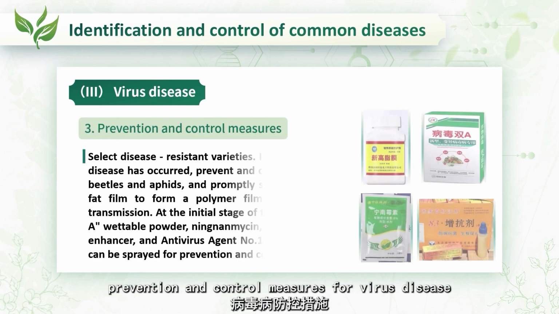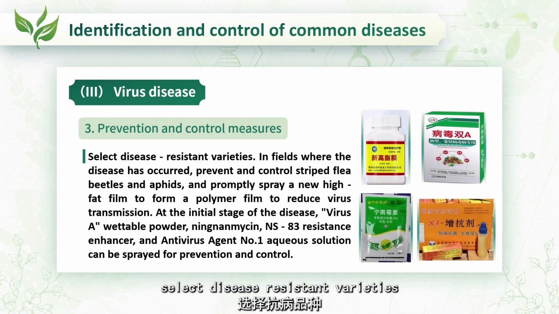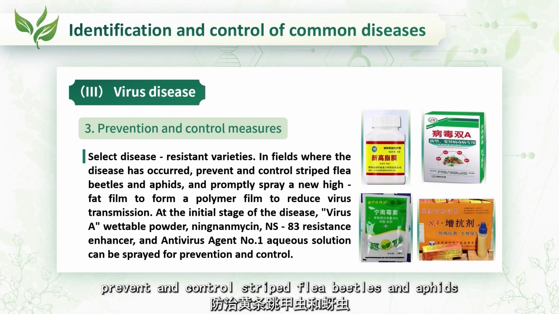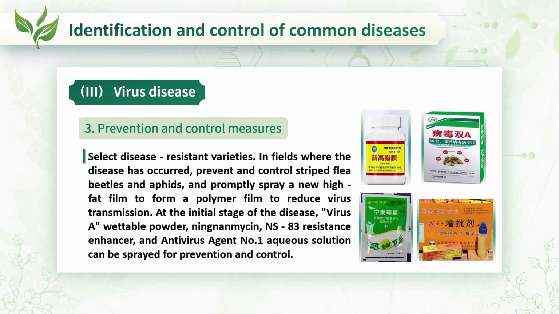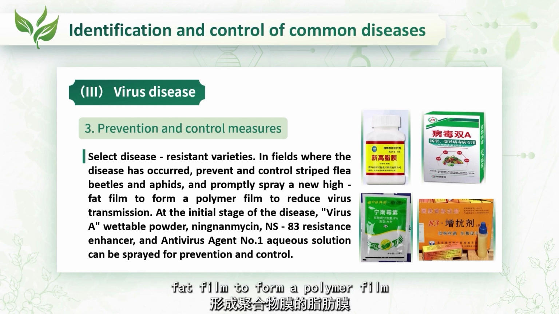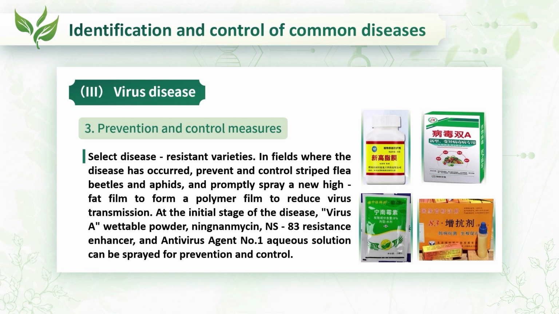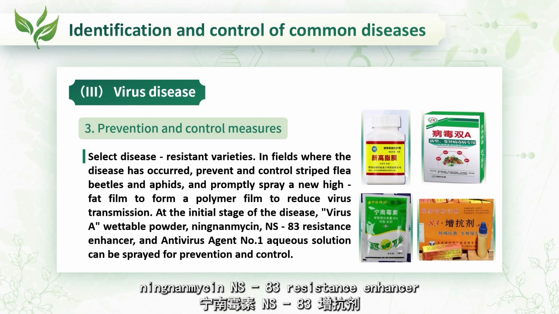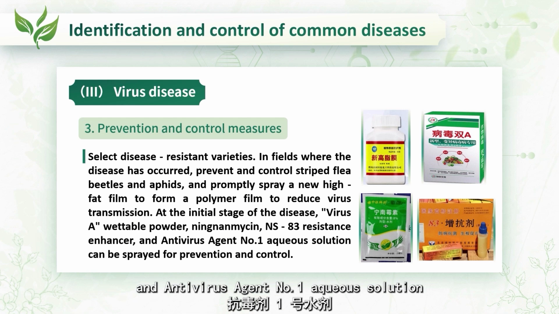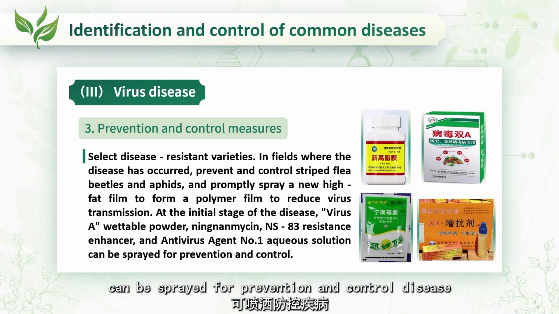Prevention and control measures for virus disease. Select disease-resistant varieties in fields where the disease has occurred. Prevent and control striped flea beetles and aphids, and promptly spray a new high-fat film to form a polymer film to reduce virus transmission. At the initial stage of the disease, virus wettable powder, neomycin, and S83 resistance enhancer, or an antivirus agent number 1 aqueous solution can be sprayed for prevention and control.